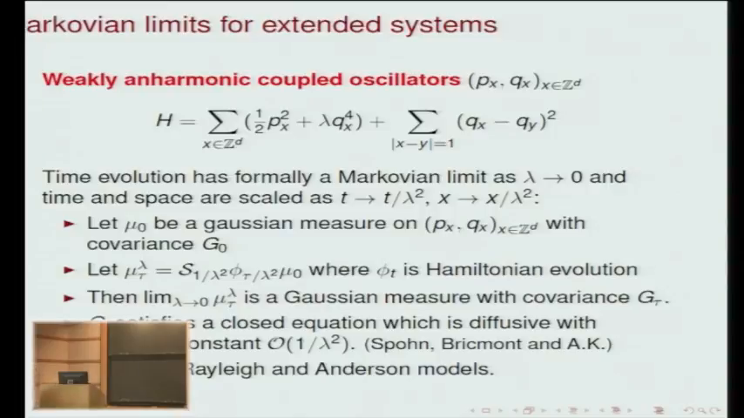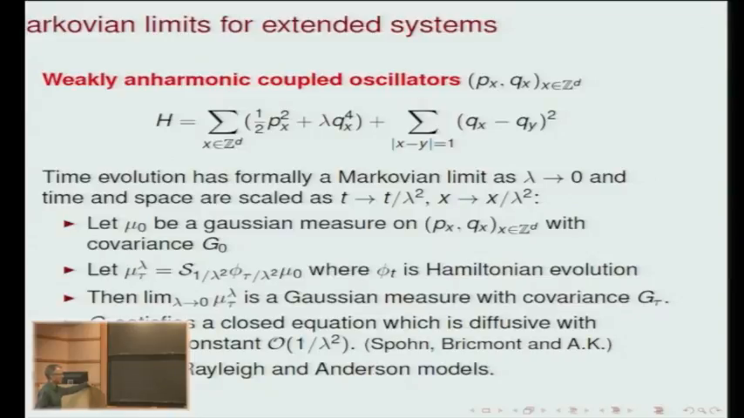So let me take as my initial condition some Gaussian measure in the positions and momenta. Okay? That's the stationary measure when lambda is 0, is Gaussian. For instance, the Gibbs measure would be an example. So let me take a Gaussian measure with covariance. Let me call the covariance G0. 0 means time 0. And now what you do, you take that measure.